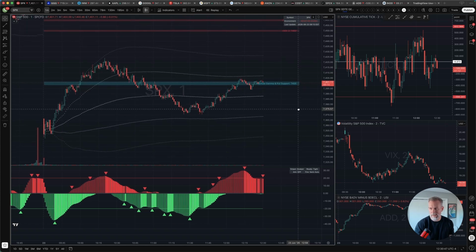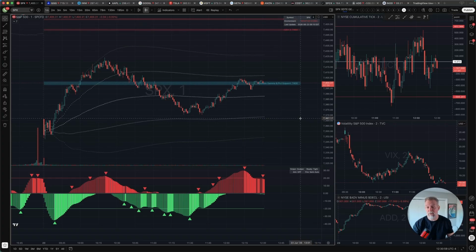I say that as somebody who didn't catch that to start the day, and I should have. I was just preoccupied. My brain was preoccupied, and I missed the obvious. But this is what we can use gamma exposure for.